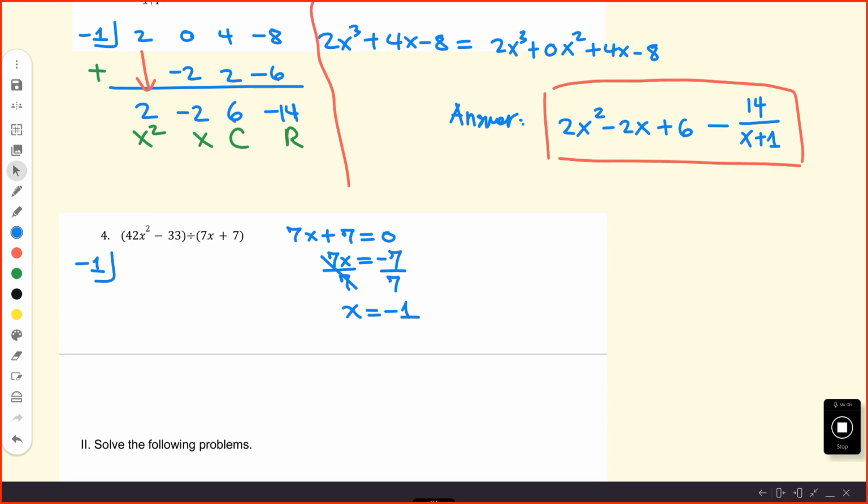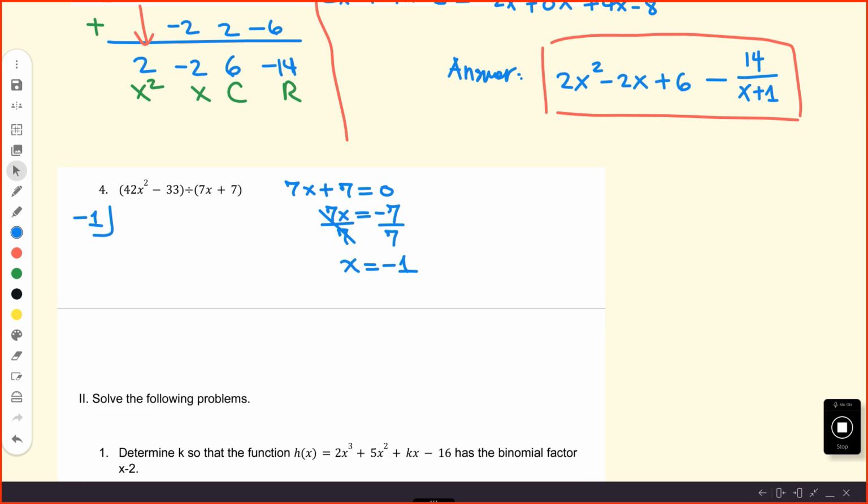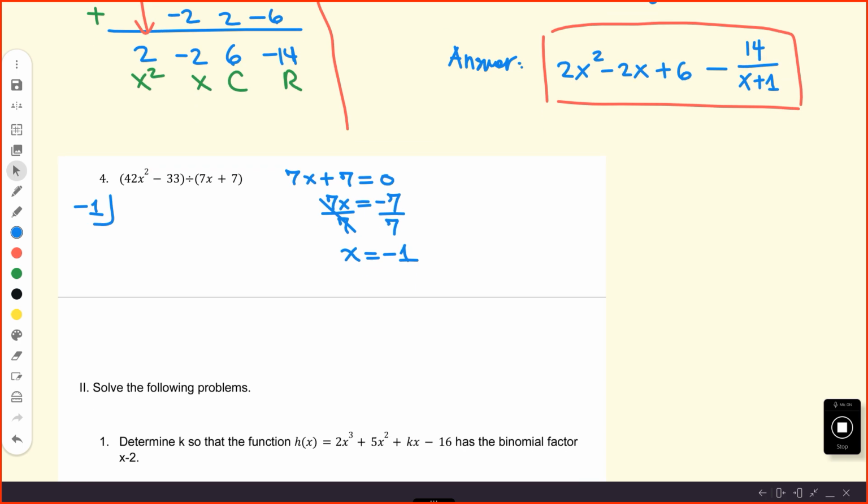And do we have a missing term? Yes. What is the missing term? The x is missing. Okay, so I can write this as 42x squared plus 0x minus 33. So I'm going to write this down: 42, 0, then negative 33. If you forgot to put the placeholder, it would be wrong, because that's degree 2. It doesn't have to be always cubed. So degree 2, the answer will be degree 1. Right? Always, whenever it's a degree minus 1.